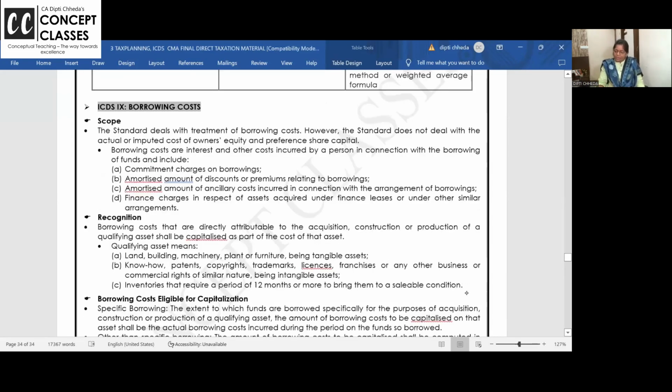ICDS 9 is related to borrowing cost. This does not deal with imputed cost. You cannot pay interest on your own capital, equity and preference. You just pay interest to outsiders. So no fictitious interest, please. Borrowing cost includes interest cost and other connected costs, commitment charges, amortization of discount, ancillary cost, financial charges. In short, commission and all these charges will also be added.